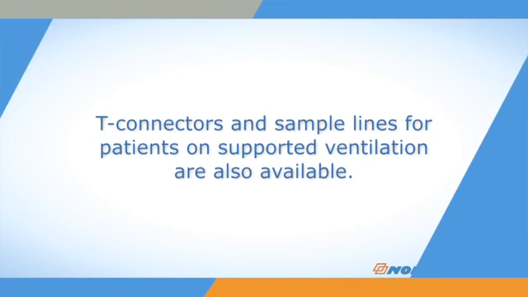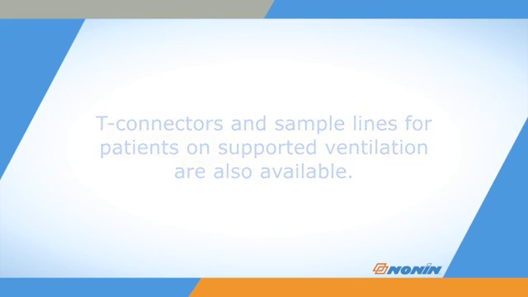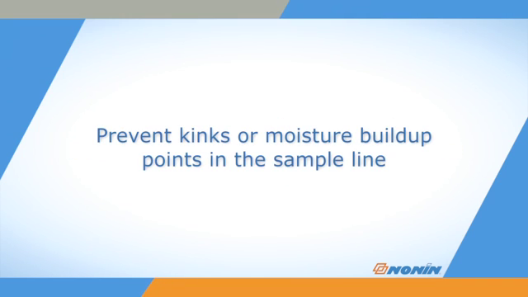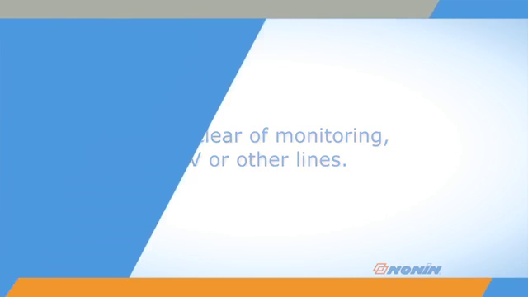T-connectors and sample lines for patients on supported ventilation are also available. We also recommend using Nafion tubing for ventilated patients receiving added humidification to reduce moisture buildup. Proper sample line placement and routing help prevent kinking, occlusions, or moisture buildup in the sample line. Keep the sample line clear of monitoring, IV, or other lines attached to the patient.